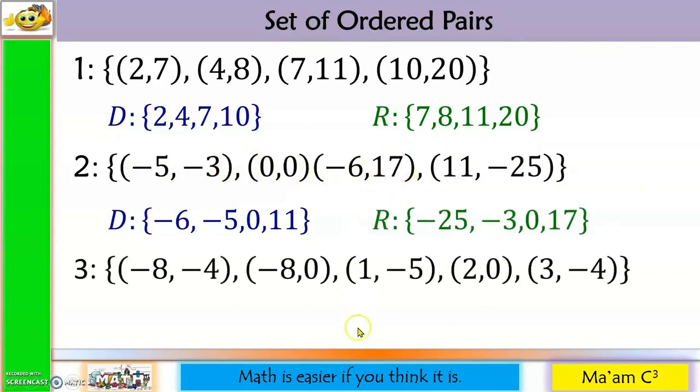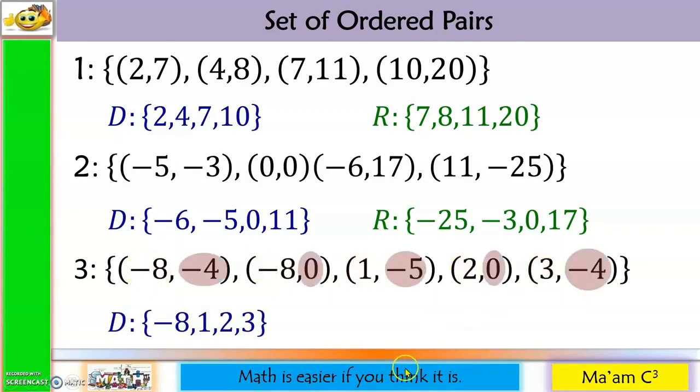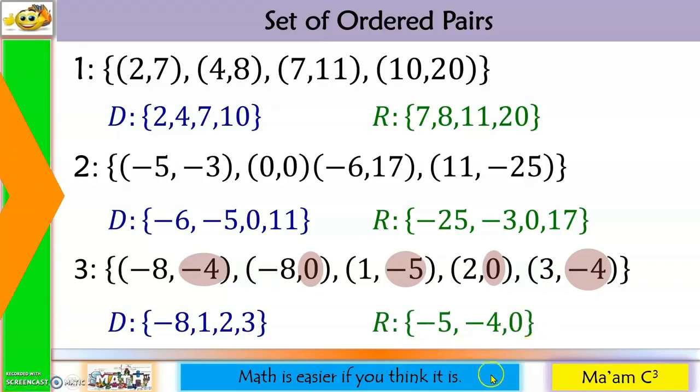Another one. For the domain, we have -8, -8, 1, 2, 3. When the values are repeated, we simply have to write it once when writing the domain and range. So the domain will be -8, 1, 2, 3. Now for the range, we have -4, 0, -5, 0, -4. Remember to list the values just once. So we have -5, -4, and 0.